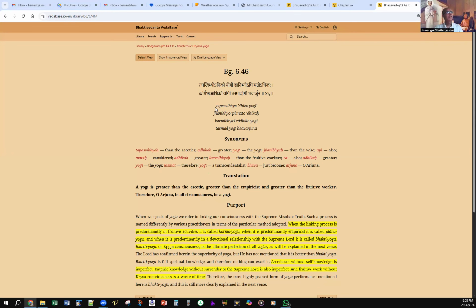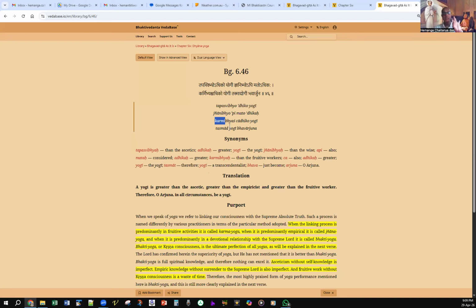Thank you, Mataji. Tapasvi means one who is doing a lot of austerity. Adhiko yogi. So yogi, just hang on with the word yogi, I'll expand on that. Yogi is adhika, greater than a tapasvi. Jnanibhyo 'pi mato 'dhikah: he is higher than a jnani. Karmibhyash cadhiko yogi: yogi is even higher than a karmi. Tasmat, therefore, yogi bhavarjuna. Bhav means be. So, hey Arjuna, become a yogi.